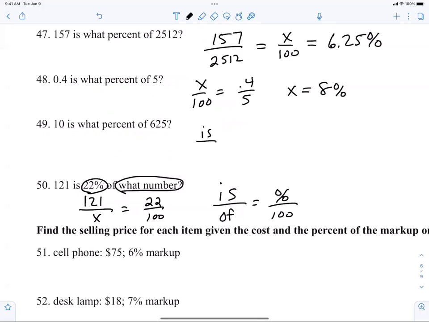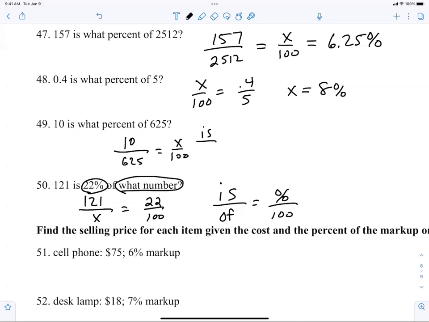10 over, 65 over, is equal to x over 100. Now you know what you're doing. Max, you see how simple that is, right? Is over of equals percent over 100.